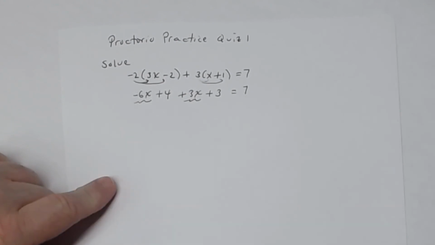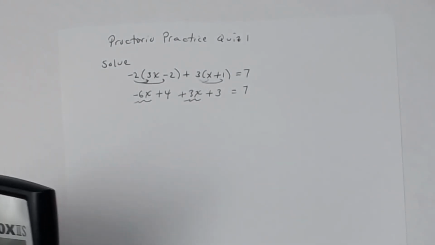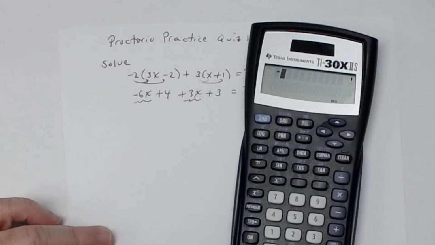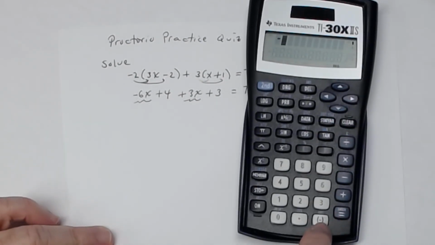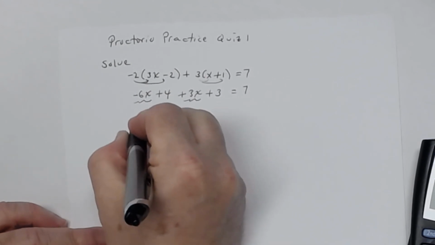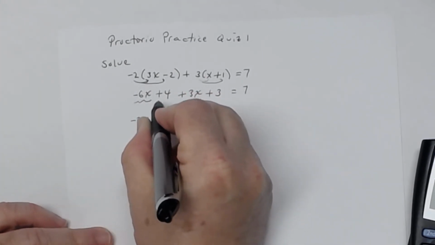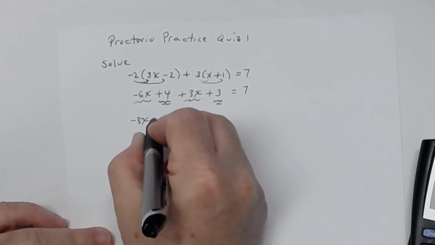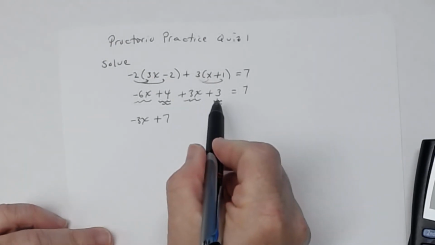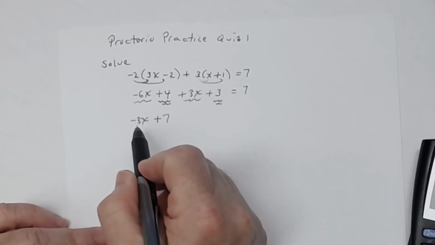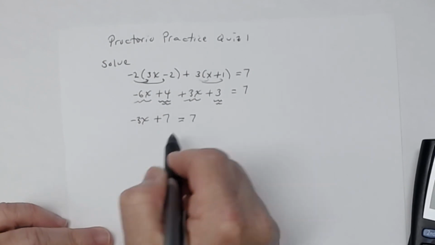And remember, if you have trouble with signed numbers, use your calculator. So negative 6, so make sure you indicate the negative button. Negative 6 plus 3 is a negative 3. So this becomes negative 3x. And then you have your constants. Positive 4 and positive 3 is a positive 7. So those 4 terms, when I combine those 4 terms, I end up with these 2 terms. And that's going to equal 7.